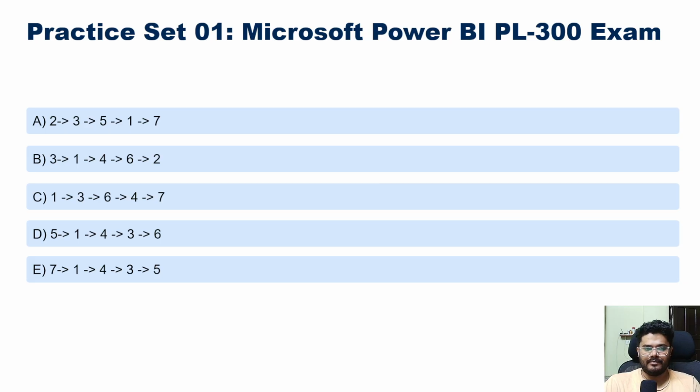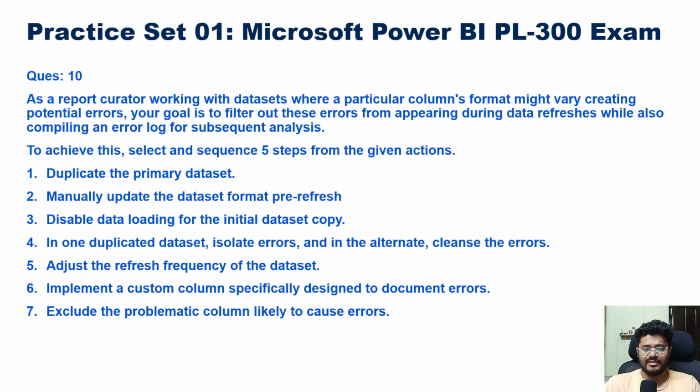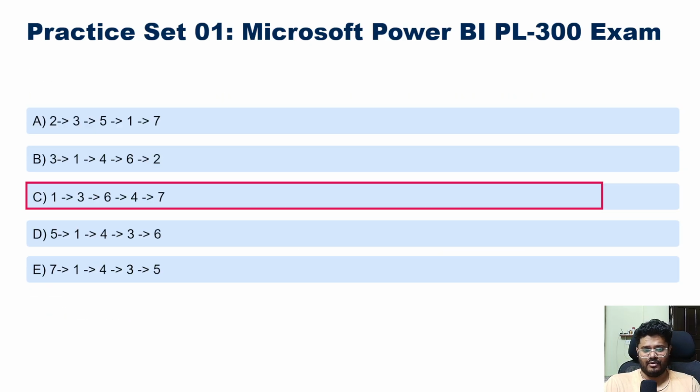So time's up. Let's see what is the solution. It is option C, 1 3 6 4 7. Let's just look at it. One is obviously duplicating the primary dataset and then disabling the loading for the initial dataset copy, then implement a custom column and so on. As a straightforward version, I will also explain it to you with the help of a sample report how you can achieve this.